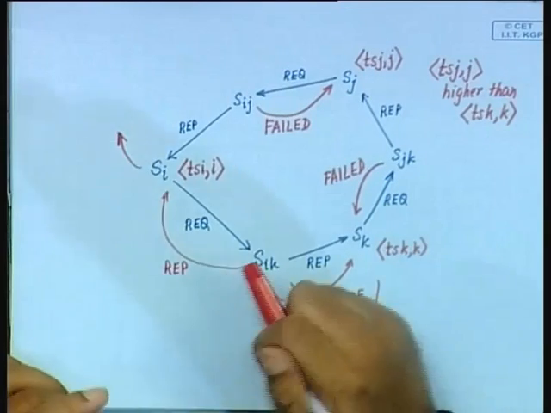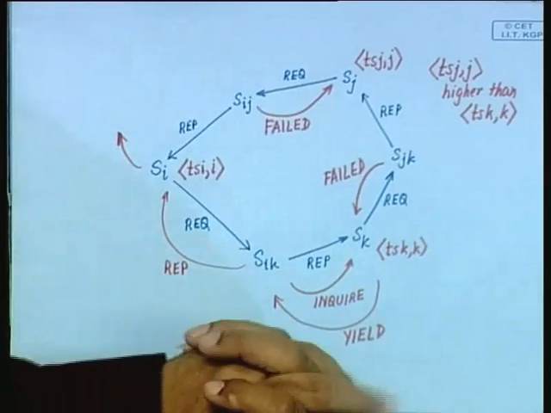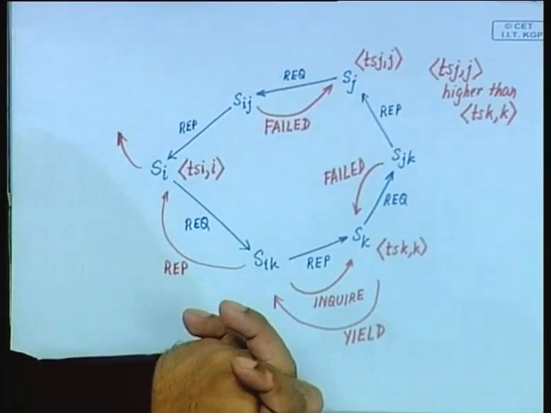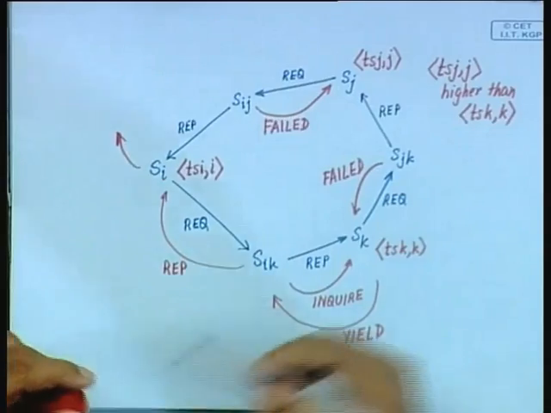Okay. Now see, in any cycle there will always be some process which has the lowest timestamp, and therefore that one will break out of the deadlock and complete. Then also it should not have been a problem. Let us look at that other situation.